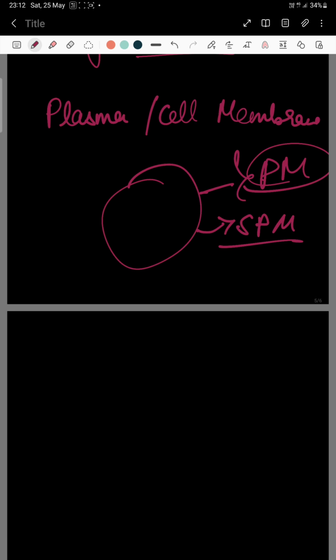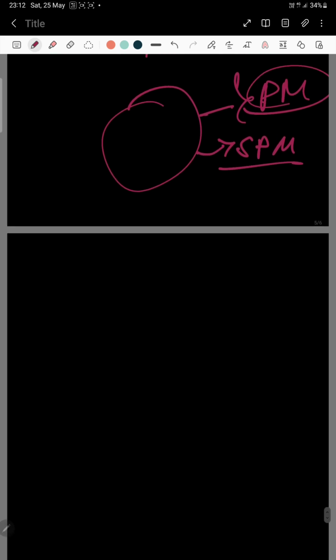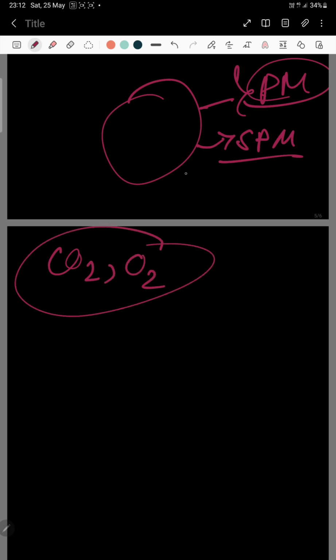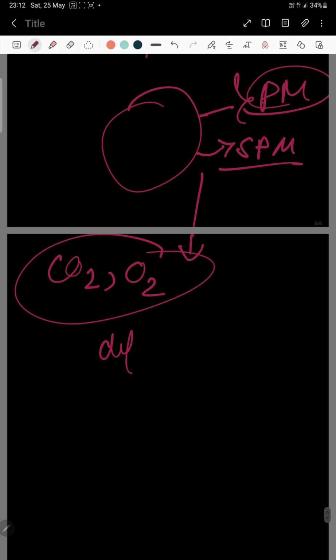Now this membrane is a semi-permeable membrane, and it allows only entry and exit of some specific substances, like carbon dioxide and oxygen. Now this semi-permeable plasma membrane plays a very important role in diffusion in the cell.